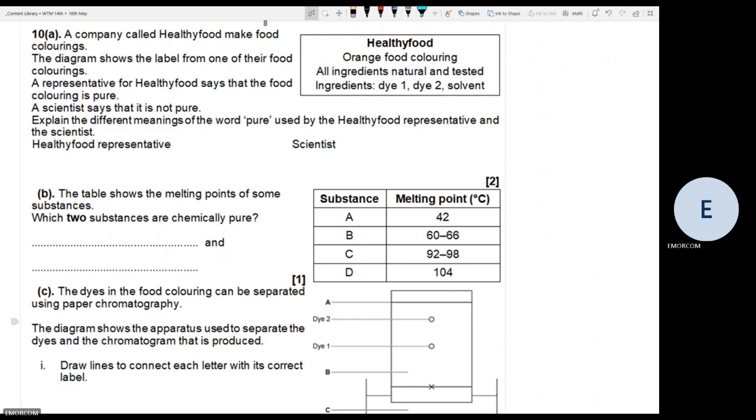So, the Healthy Food representative, if we have a look at what the description is, we can see that all the ingredients are natural and tested. So when we talk about stuff being pure in a kind of everyday sense, saying something's natural means that it hasn't had anything added to it because it's derived from nature. So basically, they're just saying that it is natural.